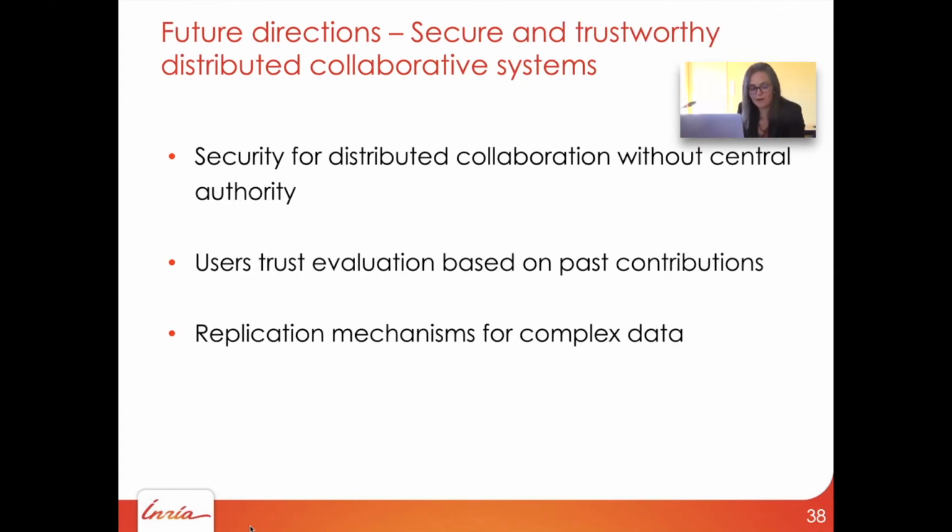So now I'll pass to discussing some future directions of my project, which is called Secure and Trustworthy Distributed Collaborative Systems. And I structure this project into three main axes: security for distributed collaboration without a central authority, user trust evaluation based on past contribution, and replication mechanisms for complex data. And I'll describe each one of them.